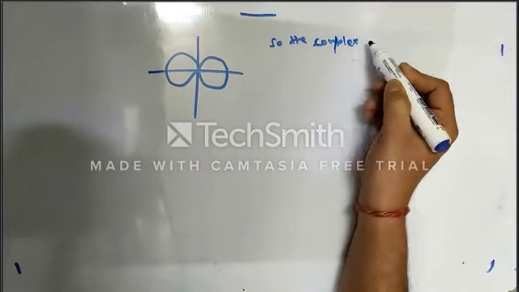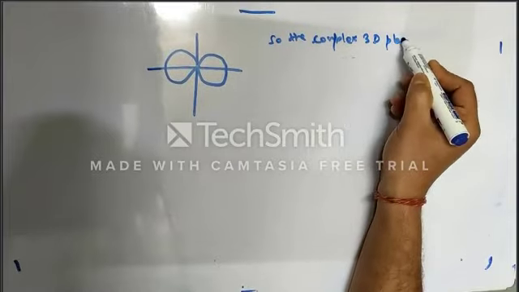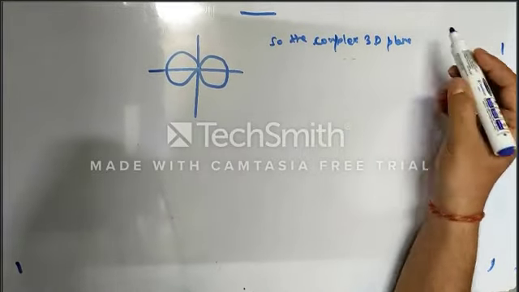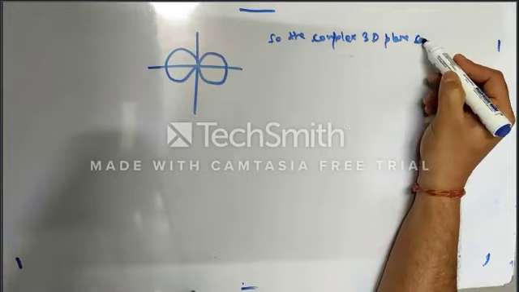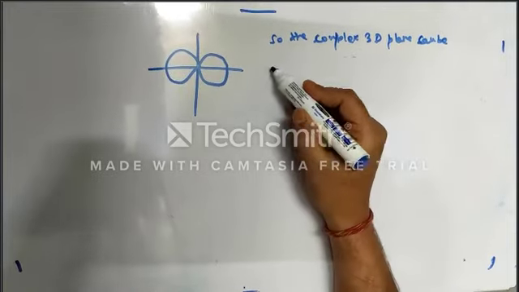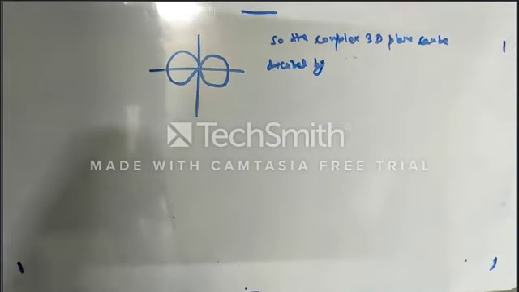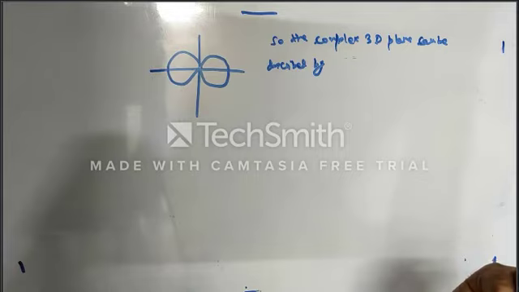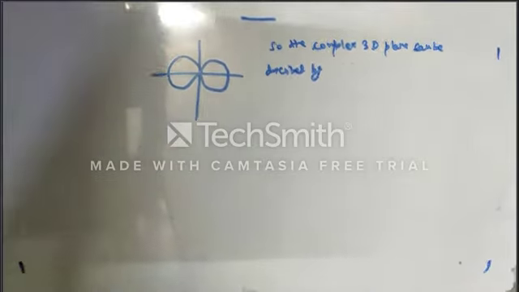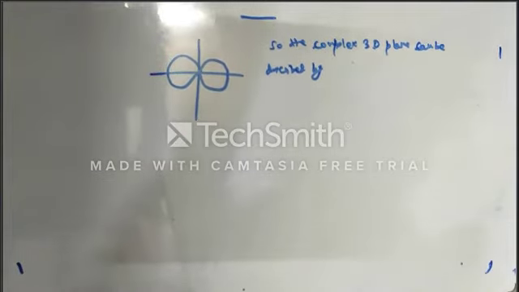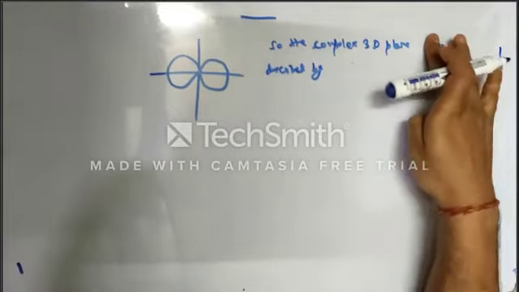Now, as you can see here, if the pattern is cut vertically, you will get the pattern. Variation of electric field is in the theta plane, and it is also called the E-plane radiation pattern. And the other principal plane is the plane which is perpendicular to theta, and that is the phi plane. It's a horizontal plane, and it's called the H-plane radiation pattern.